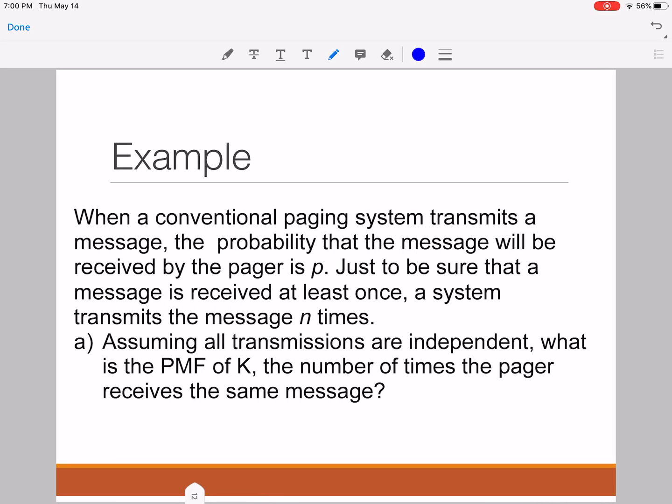Okay, now let's move on and try to solve this example problem. When a conventional paging system transmits a message, the probability that the message will be received by the pager is p. Just to be sure that a message is received at least once, a system transmits the message n fixed number of times.